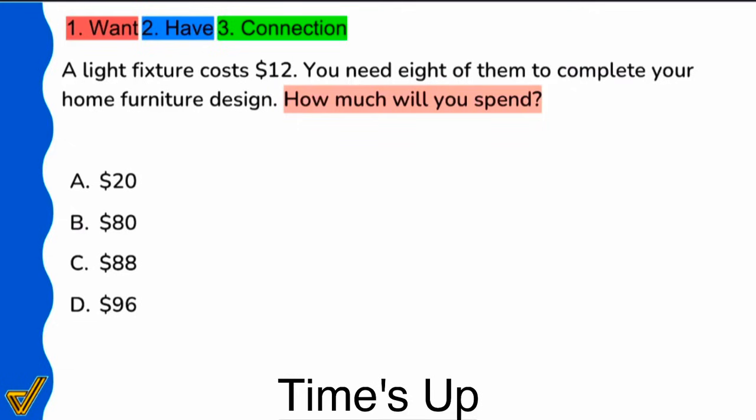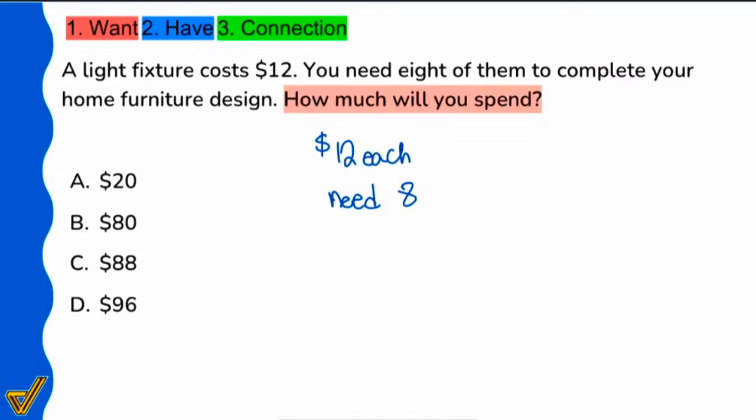Now, to understand this, what we need to do here is read the information. So it says a light fixture costs $12, and we need 8 of them to complete your home furniture design. Okay, so $12 each, and then we need 8. So everyone, simply put, what are we going to need to do with the 12 and the 8 in this question? Right, we're going to need to go ahead and multiply.